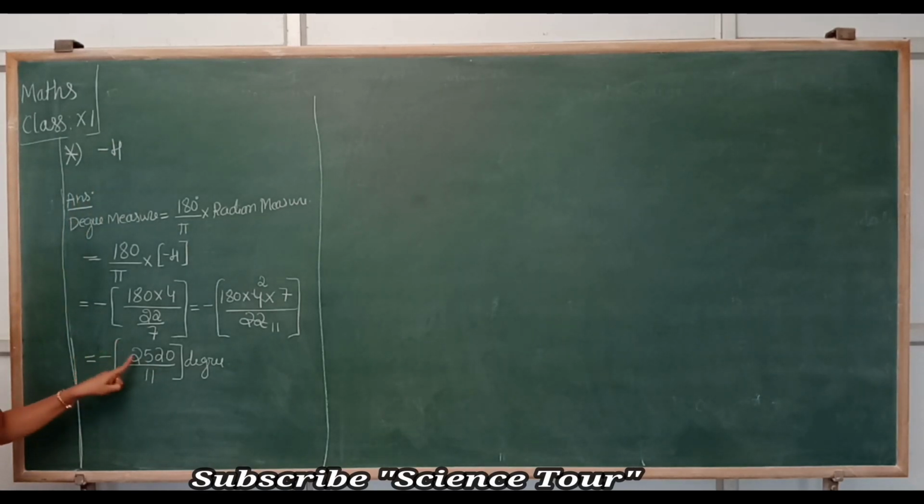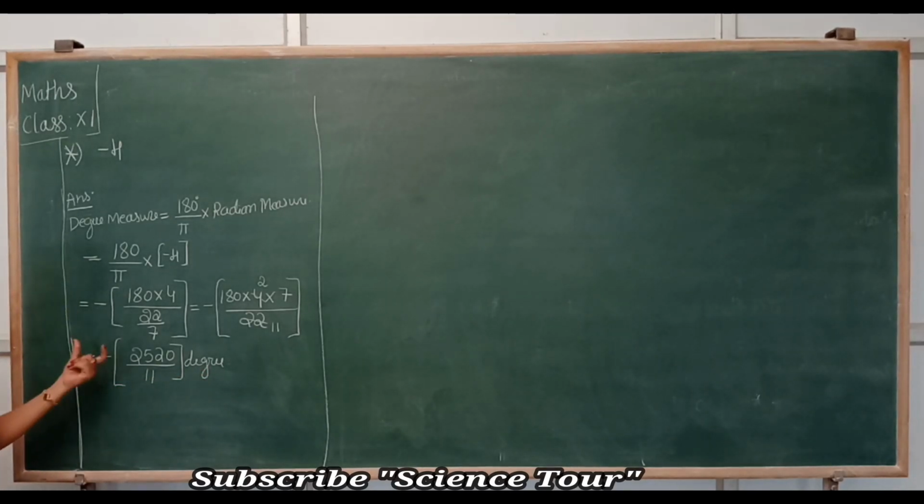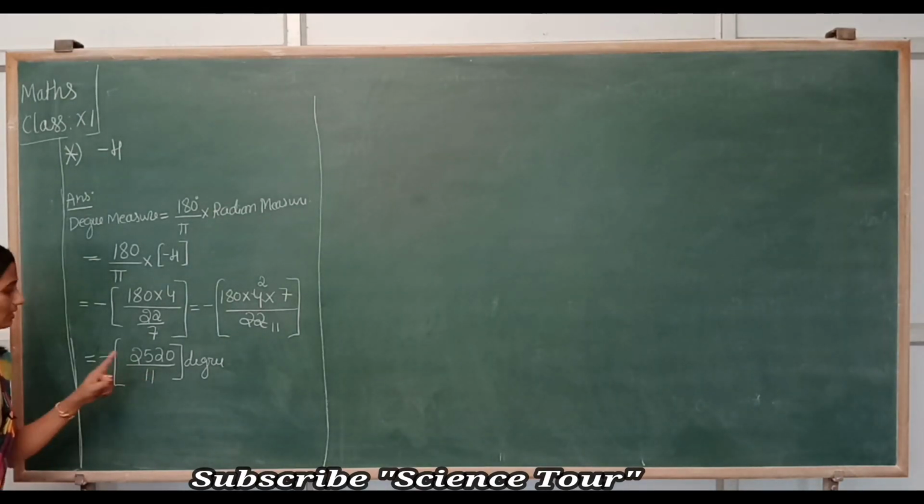It is minus 2520 divided by 11 degree. And already you know here in degree there should not be a fraction. How to remove this fraction? Divide it.